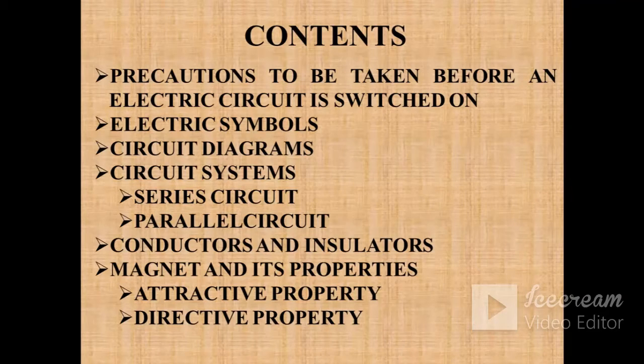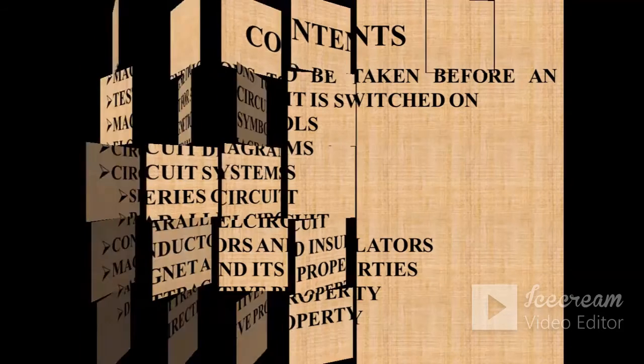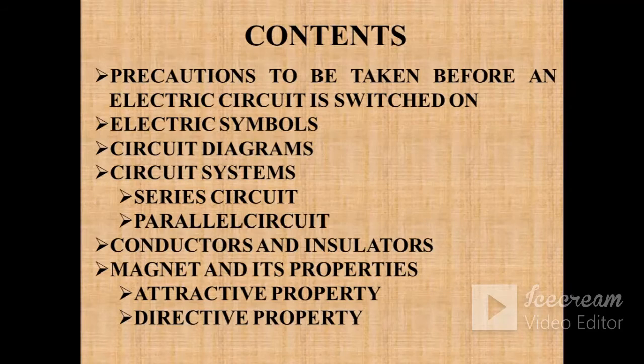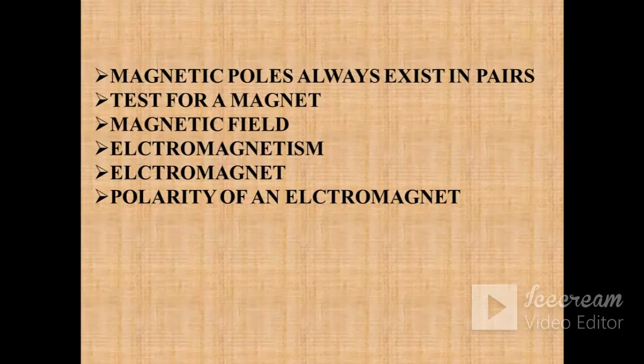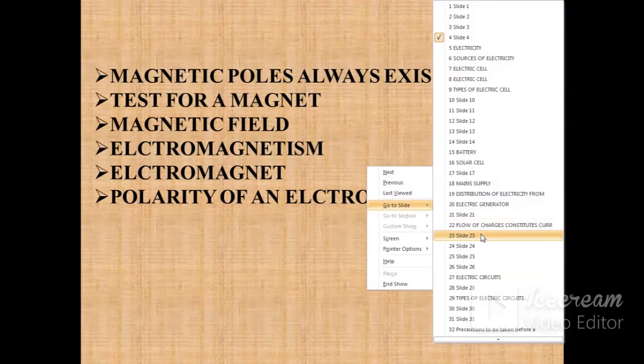So in today's video we will discuss the circuit diagrams, circuit systems like series circuit, parallel circuit, conductors and insulators, magnet and its property, attractive property and directive property. Then we will discuss magnetic poles that always exist in pairs and test for a magnet. So these are the contents that we are going to discuss in today's video. So let's start our discussion.